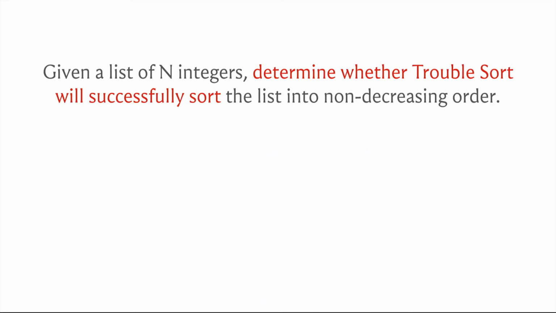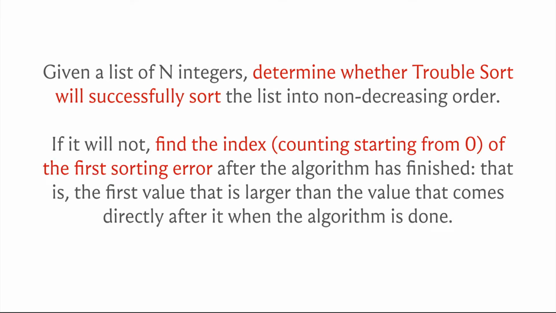And in fact that turns out to be the problem statement. So it is our task to figure out if a given array gets sorted by Treble Sort or not, and further, if Treble Sort fails, we also have to identify the first point of failure, which is defined as the smallest index with the property that the value at that index is larger than the value that immediately follows it in the array after Treble Sort has finished processing the array.